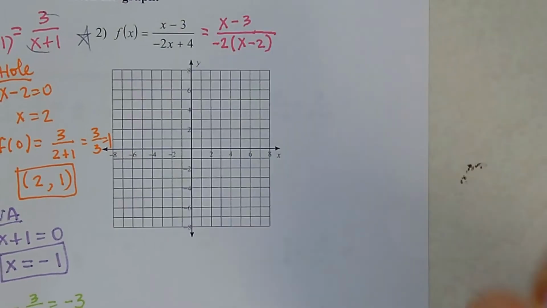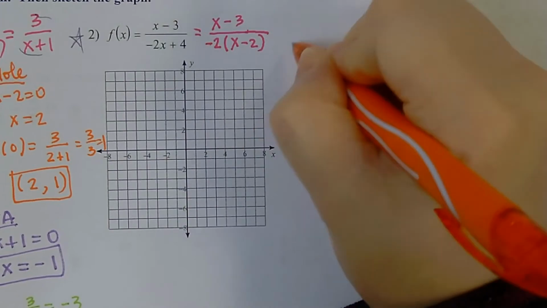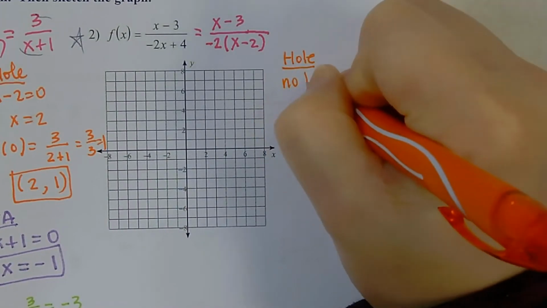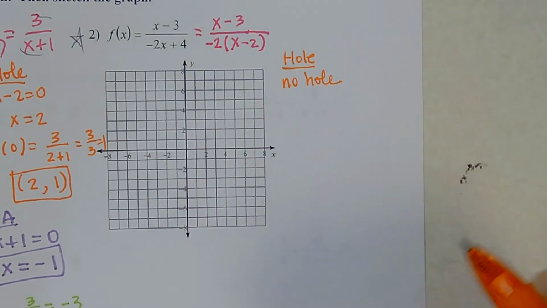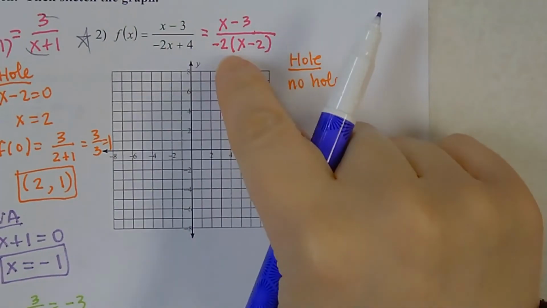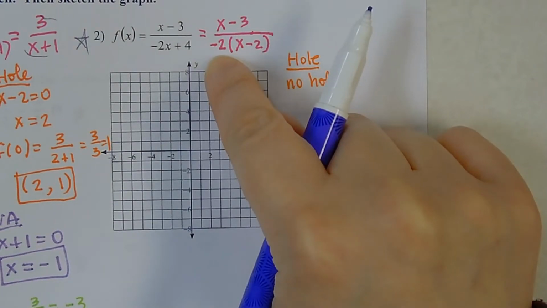So no holes. And so I'm going to be like this. I'll be like, hole. No hole. That's all I have. And then my vertical asymptote, I'm just going to use this right here, x minus 2. The negative 2 does not have an x with it, so that doesn't make the denominator 0 at all, ever, because it's just going to stay as negative 2.